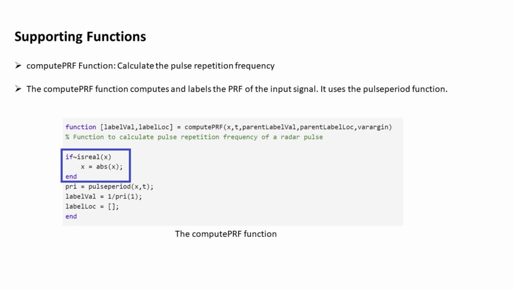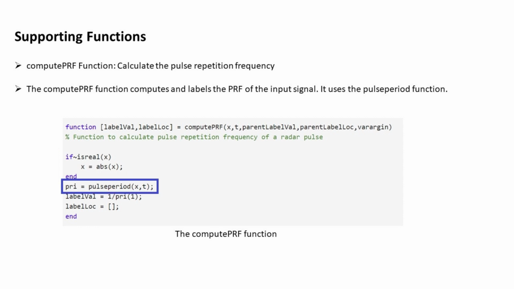x = abs(x). If x is complex, this line takes the absolute value, the magnitude, of x. This is important because the pulse repetition frequency calculation typically requires the magnitude of the signal, not the complex values.